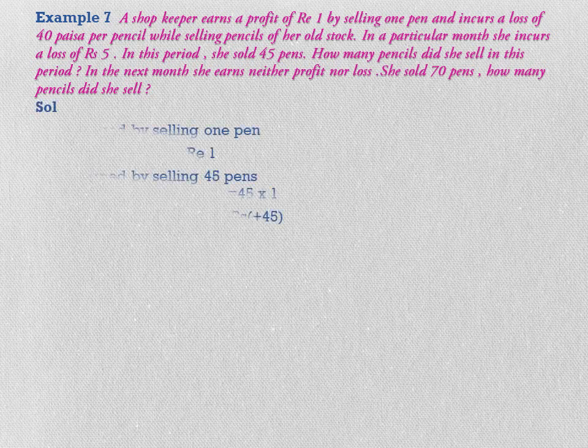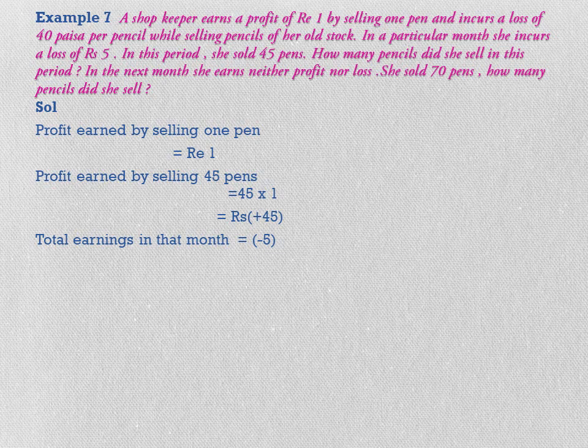Solution. Profit earned by selling 1 pen is equal to rupee 1. Profit earned by selling 45 pens is how much? 45 into 1 is equal to positive 45. Total earnings in that month is given as negative 5. That is, profit earned plus loss incurred is equal to negative 5.